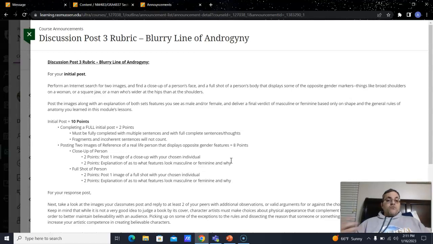your reply post Saturday. I'd really like you to perform an internet search and find 2 images of one person: an up-close shot, and a full shot of the whole person, from head to toe. I want you to find a person that displays some of the opposite gender markers, like broad shoulders on a woman, a square jaw, or a man with wider hips than shoulders. I'd like you to post both images and in 2 paragraphs explain whether the close-up person looks more masculine or feminine, and why. Same thing for the full shot of that person. I'd like to see at least 2 paragraphs there for your initial post.